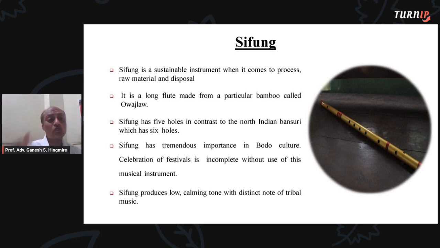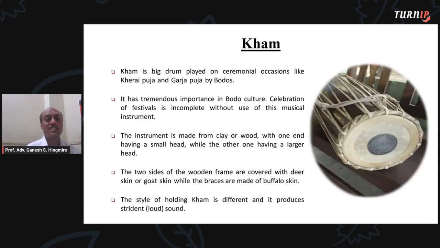So they have Sinju, that is a tree. In every home you will find a tree of 5 elements, and they worship those 5 essential elements of nature. Then the kham. This is again a different type of musical instrument which I have worked on for the geographical indication.